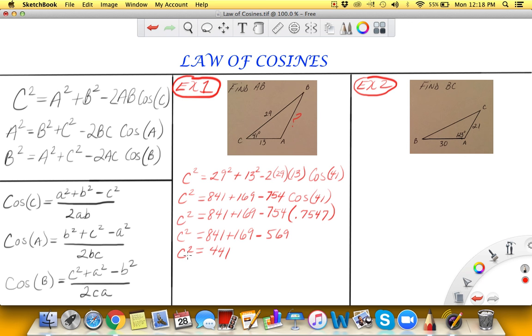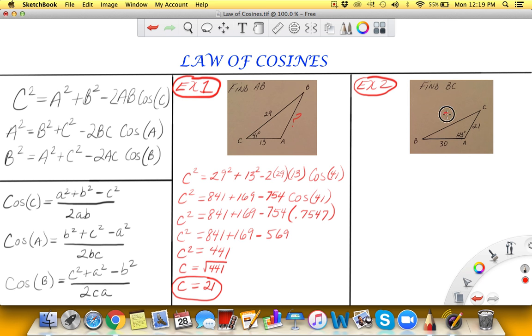Okay, now in order to get rid of this exponent of 2, we want to take the square root of that. So c is actually equal to the square root of 441. And all I did was take the square root of both sides. And now the square root of 441 is actually 21. So that tells us that the length of side C in this case, which is right here, is going to be 21 units.